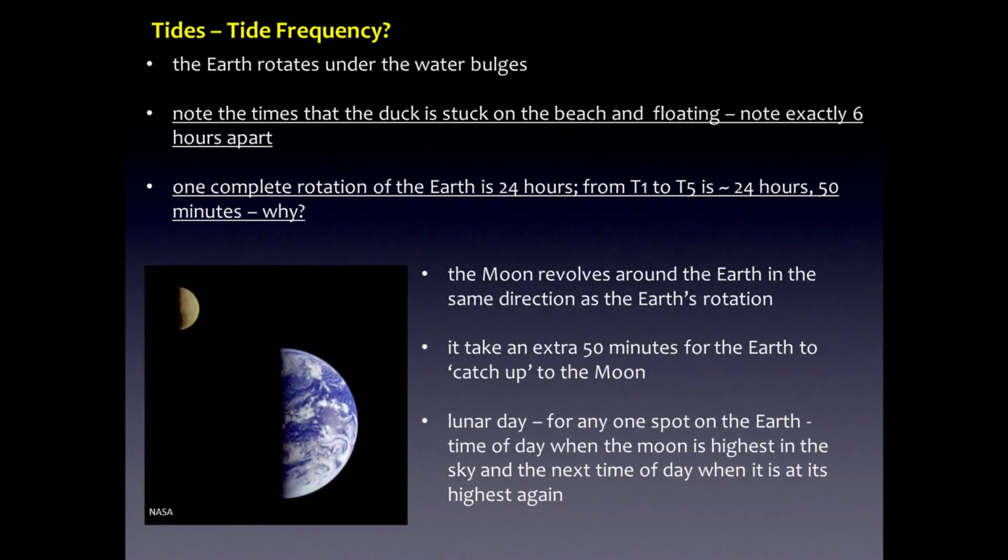So this slide just summarizes what I said in the previous slide. Once again, one complete rotation of the Earth is 24 hours, but for a lunar day, it's 24 hours and 50 minutes. It takes an extra 50 minutes for the Earth to catch up to the moon, and the length of a lunar day. And this is why we see that it takes roughly 6 hours and 12 and a half to 13 minutes to go from high tide to low tide in an area. Generally, there are exceptions to this depending on what the coastlines are like, but typically we have that lag of time, 6 hours and 12 and a half minutes from low tide to high tide.